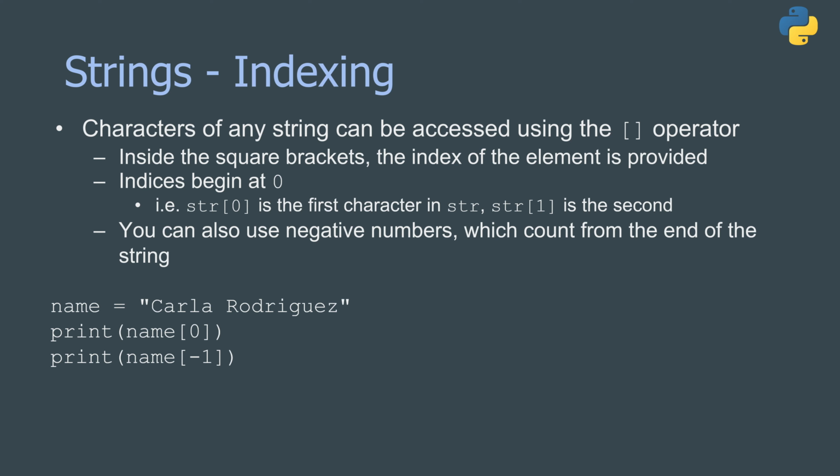You have to remember that we start counting at 0. So the indexes always start at 0. So in this string, index 0 is this capital C here. Index 1 is the A. So this line of code right here is going to print out the capital C. So this name square bracket 0 is actually going to be a string value, a string that only contains one character, just the capital C.